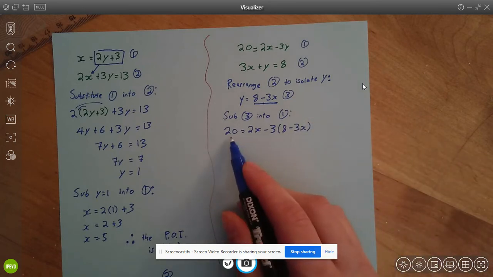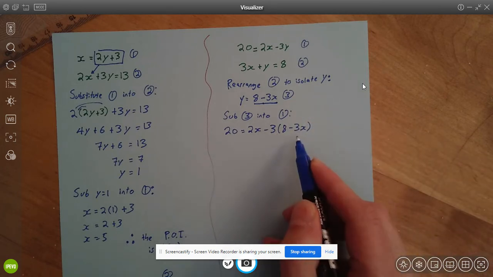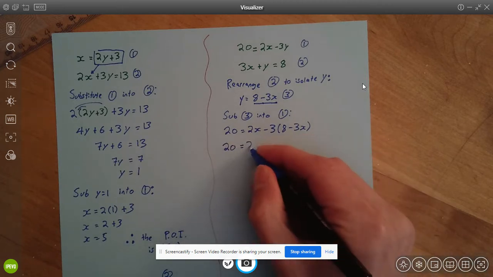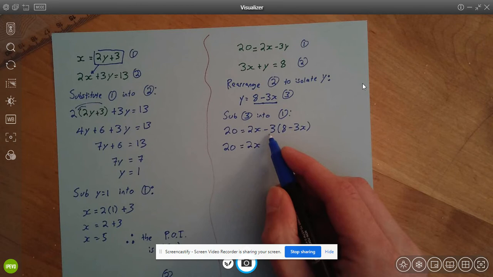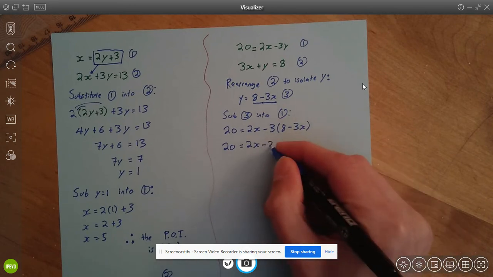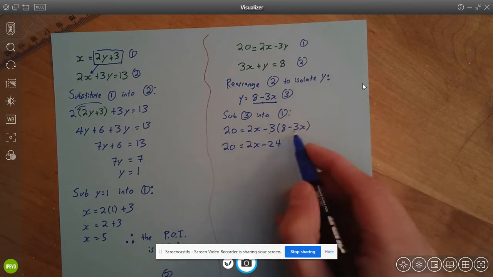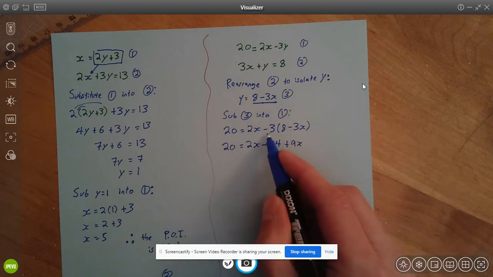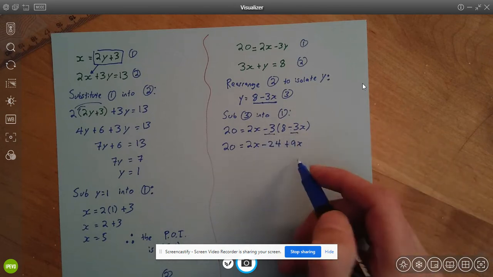And again, you notice here I've got one equation with one variable, and that's what I've learned how to solve in grade 9 or in the first week of grade 10 math. I'm going to distribute. Negative 3 times 8 is negative 24. Negative 3 times negative 3x is positive 9x. Be careful with the signs. Remember, negative 3 times negative is going to be a positive.